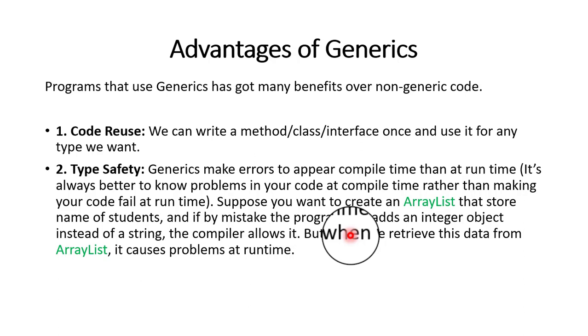Type safety. Generics moves errors to compile time rather than runtime. It is always better to know problems in your code at compile time rather than making your code fail at runtime. Suppose you want to create an array list that stores names of students, and by mistake the program adds an integer object instead of a string. The compiler allows it, but when we retrieve this data from the array list, it causes a problem at runtime.